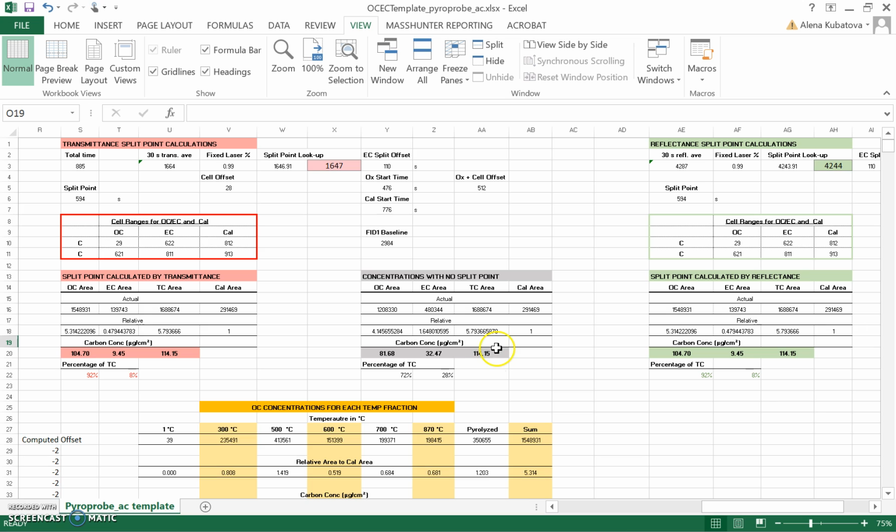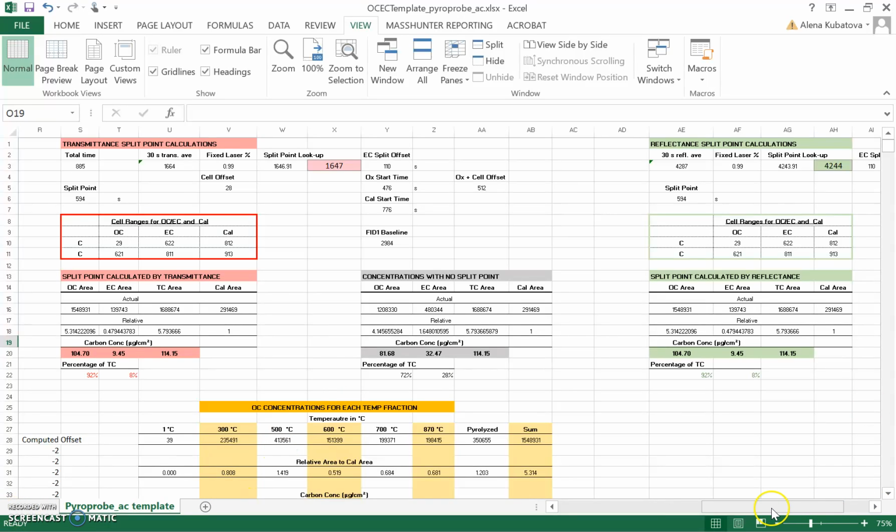But if you'll notice in the middle here, when we calculate with no split point, we actually get quite a bit of a decrease in the carbon concentration, in the organic carbon concentration, sorry. And then we have an increase in the elemental carbon area. So that makes sense because without that split point calculation, we're seeing more of that organic carbon being classified as elemental carbon, even though technically it's not.